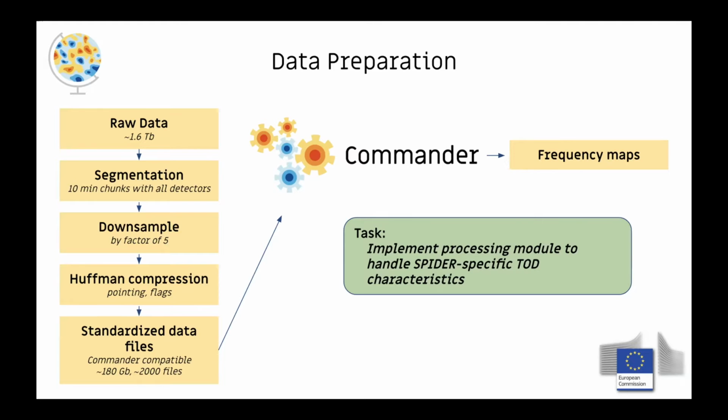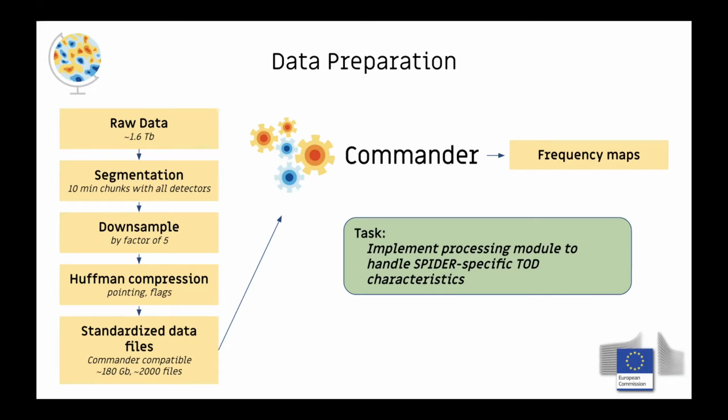Then we further compress these data with a technique called Huffman compression. We compress the data streams that we can compress with this technique, which in our case are the pointing information and the flags. Finally, we create standardized data files that Commander can read, with the same structure that all the other data sets have. We end up with about 2,000 files, which make up about 180 gigabytes on disk for the two Spider channels. Then we read these data into Commander.